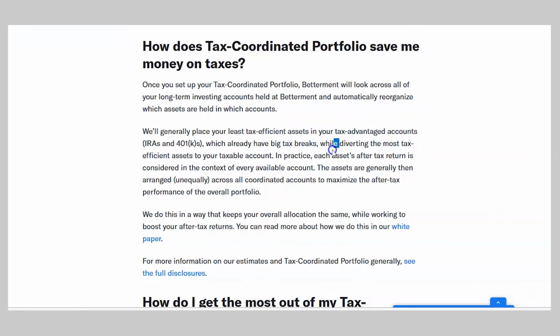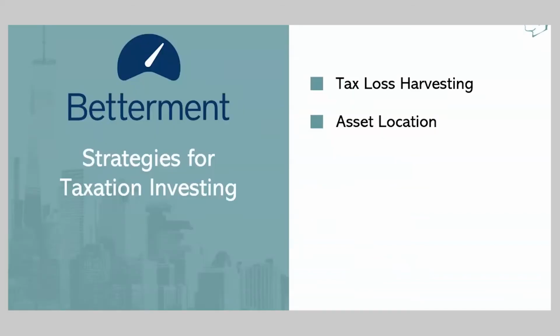They'll divert the most tax efficient assets to your taxable account. So essentially, if this is kind of confusing to you, what it just does is it makes a more tax efficient way of investing. So at the end of the year, you should pay less money in taxes for your investments. So moving on from the taxation part, now we have some of the interesting investment strategies offered by Betterment.